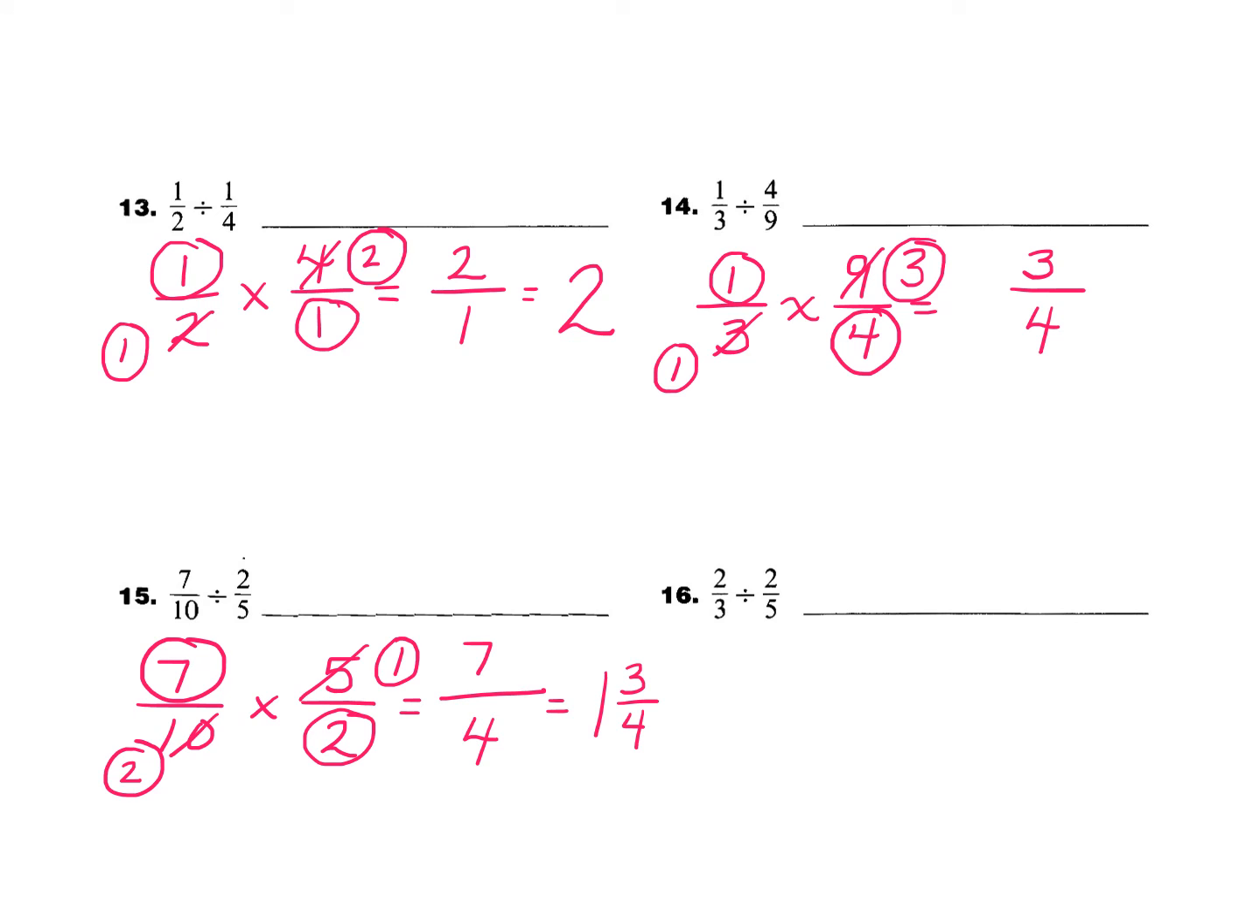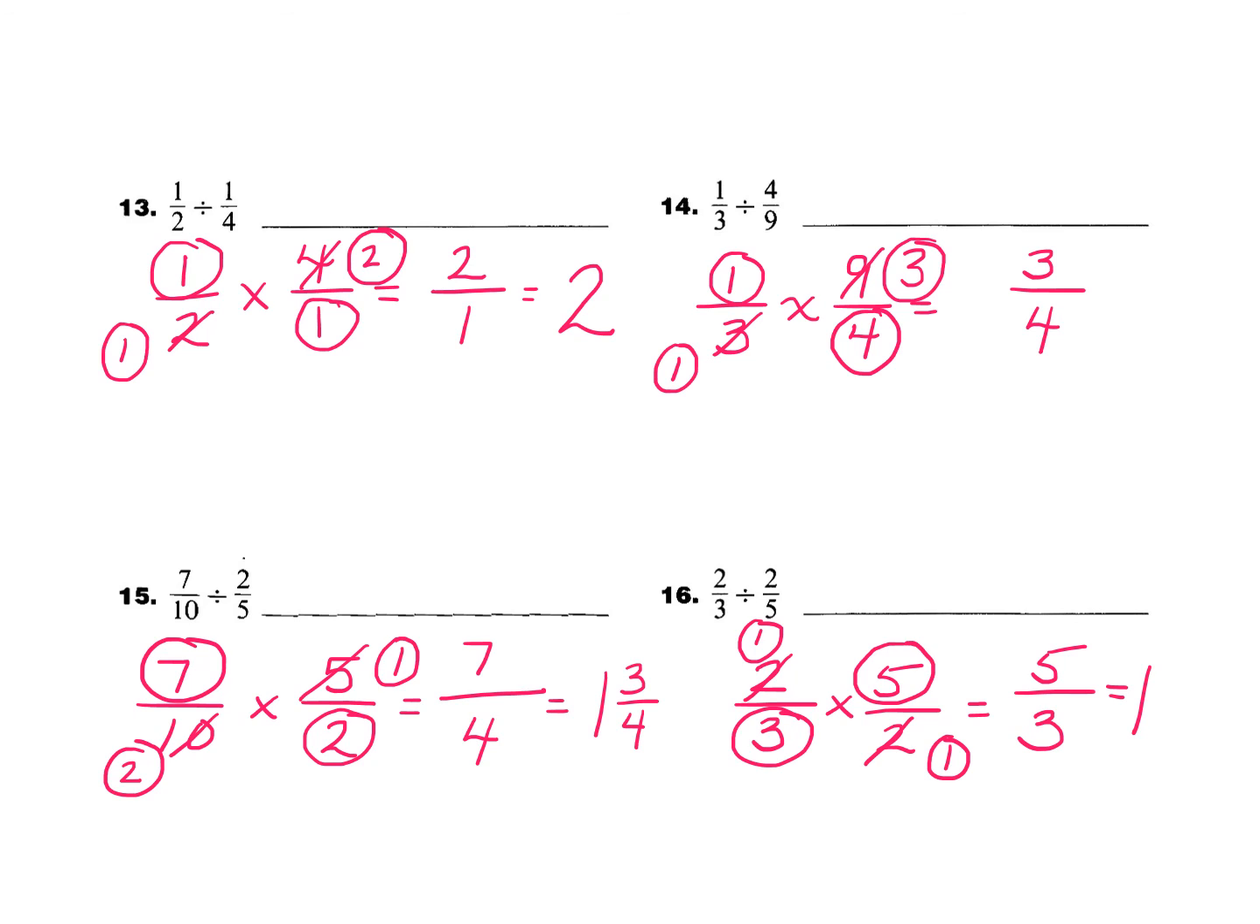Question 16. 2/3 divided by 2/5. We're going to keep, change, flip. We can reduce before we multiply. 2 divided by 2 is 1. 2 divided by 2 is 1. Now we have to multiply across. 1 times 5 is 5, and 3 times 1 is 3. So our answer, which isn't reduced yet, is 5/3. 3 is able to divide 5 one time with 2 left over. So our answer is 1 2/3.